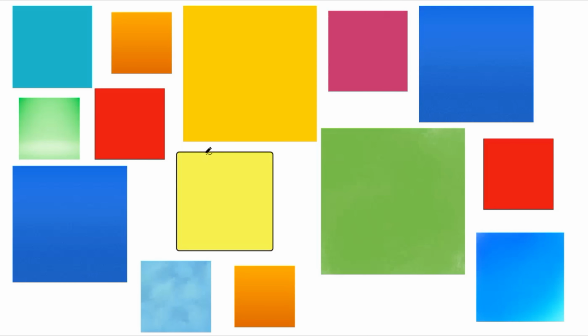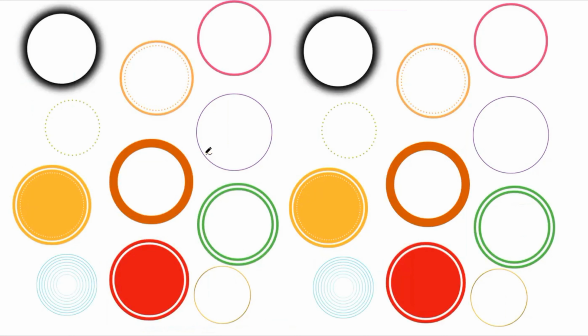Because what makes a square a square? The fact that a square has 4 equal sides, and each of these squares have 4 equal sides. Let's look at our last shape.